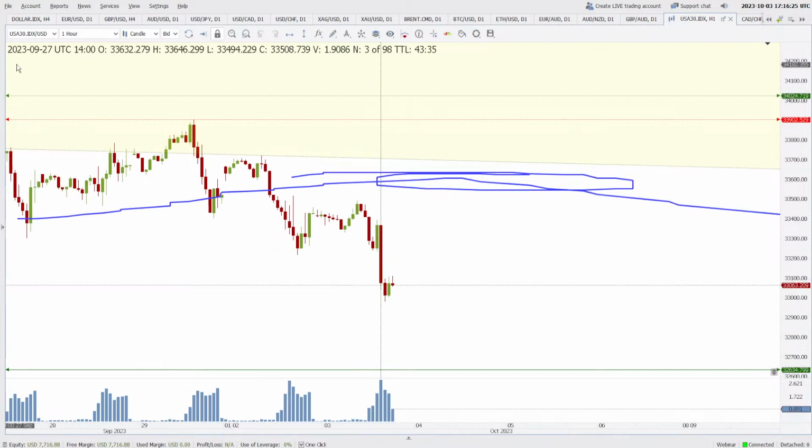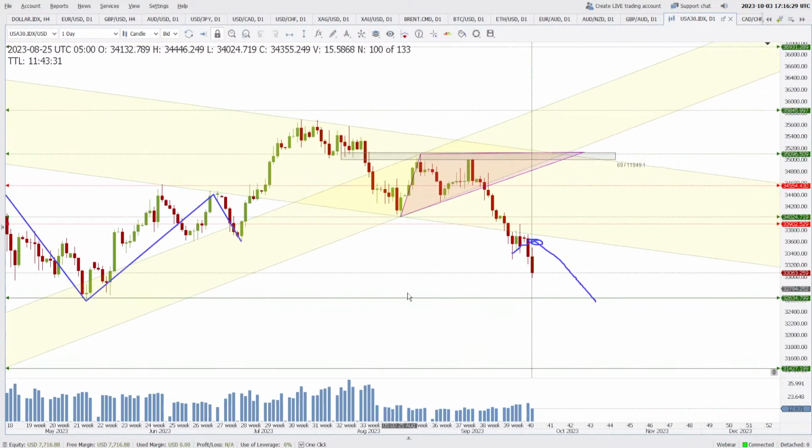All right. So yes, a lot more down move is possible here, with the target of 32634 for me, and upside resistance is 33902, guys. Nothing much.